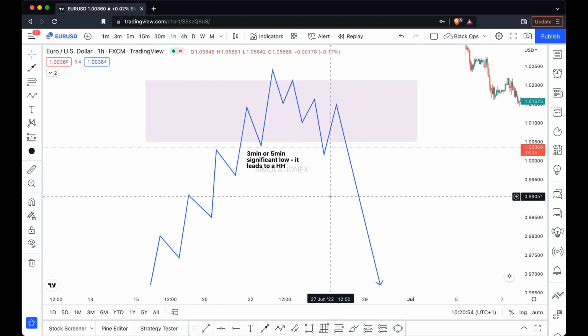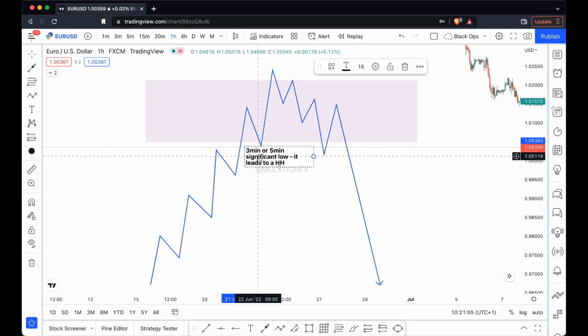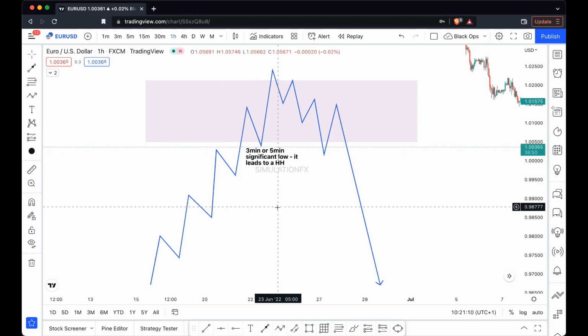Essentially, the low that leads to a higher high has to be on either the 3-minute time frame or the 5-minute time frame. Obviously, the higher the time frame, the more significant the low will be and the more trustworthy it is. But these are the two time frames we need it to be significant on.